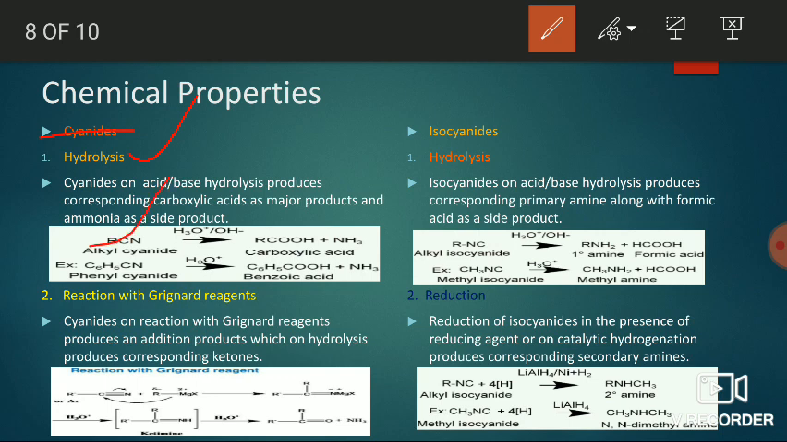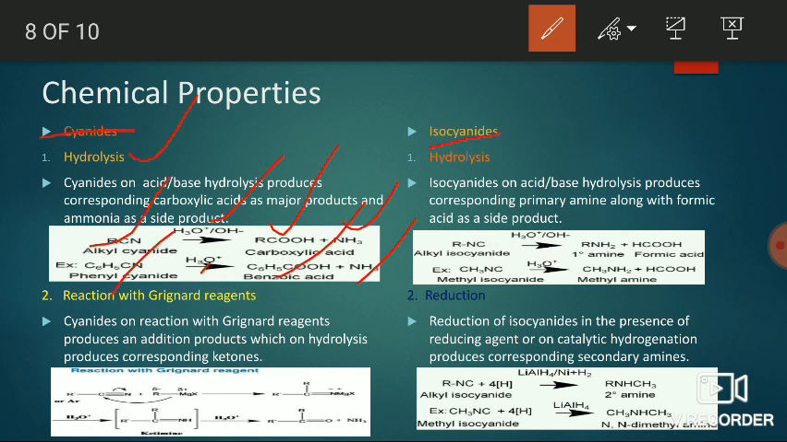Alkyl cyanide, or CN, on hydrolysis in the presence of acid or base forms carboxylic acid, or COOH. That is the major compound, and the byproduct is ammonia. If you take a specific example, phenyl cyanide on hydrolysis produces benzoic acid along with liberation of ammonia gas.